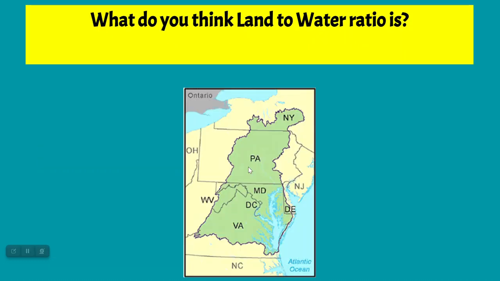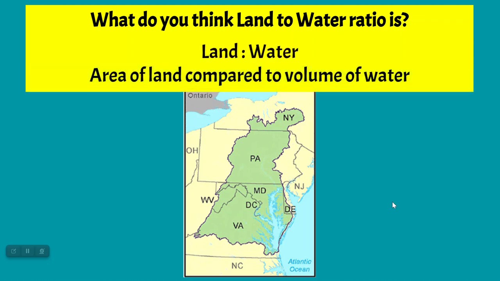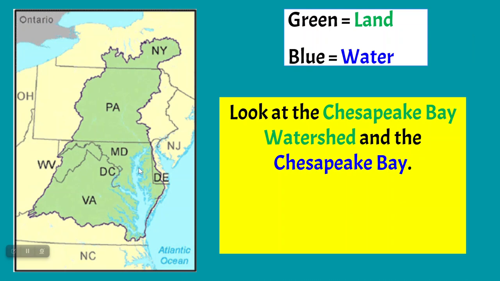So let me show you what I mean. Okay, when I look at the watershed, that's the stuff in green, and I think about the land to water ratio, that's a lot of land compared to the amount of water in our whole watershed system, right? So let's look at some numbers, right? If green is the land and blue is the water, it's a whole lot more land than there is water.